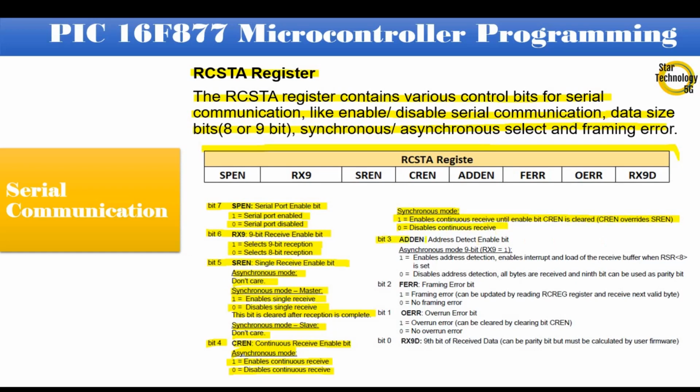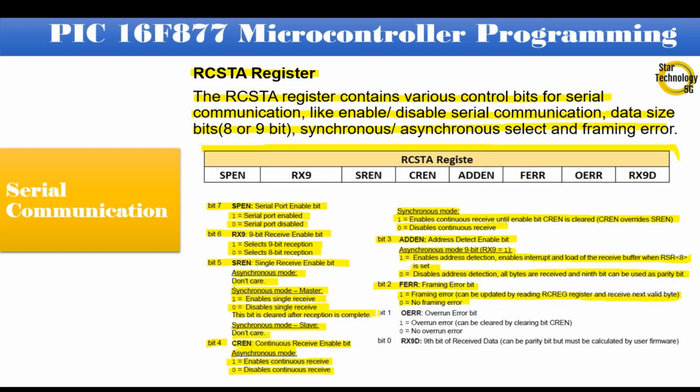Bit 3 ADDEN, address detect enable bit. Asynchronous mode 9-bit, RX9 equals 1. 1 equals enables address detection, enables interrupt and load of the receive buffer when RSR<8> is set. 0 equals disables address detection, all bytes are received and 9th bit can be used as parity bit. Bit 2 FERR, framing error bit. 1 equals framing error, can be updated by reading RCREG register and receive next valid byte. 0 equals no framing error.